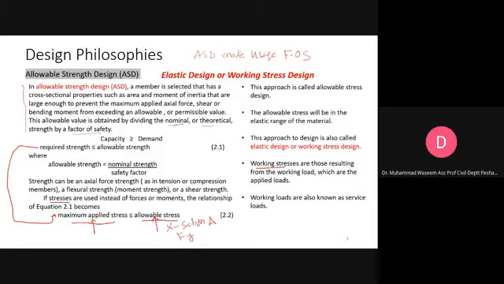Now one thing to note in this slide is that ASD makes use of a factor of safety. You divide the resistance of the member by a factor of safety. In other words, in ASD we reduce the resistance of the member by dividing it by a factor of safety. Now, I will elaborate on that ASD procedure.